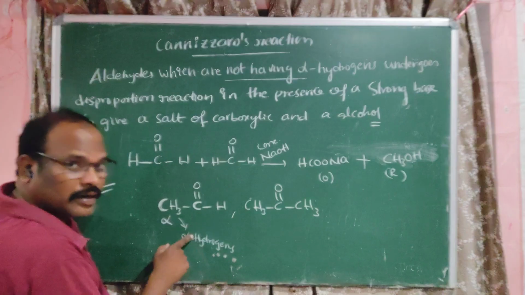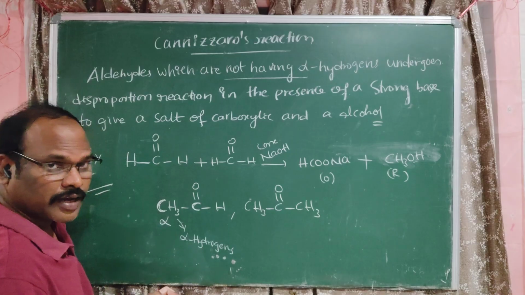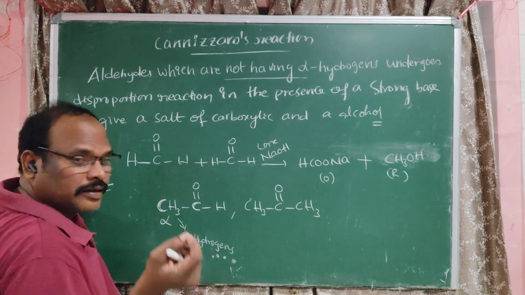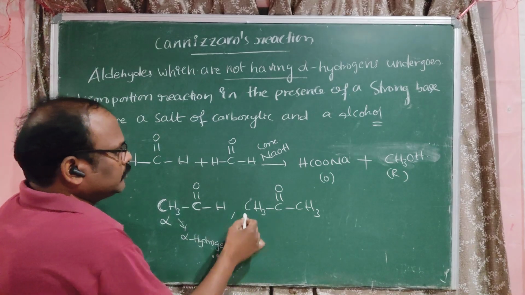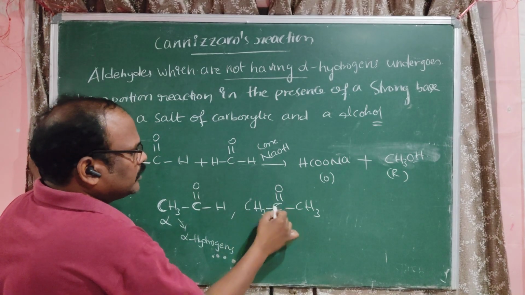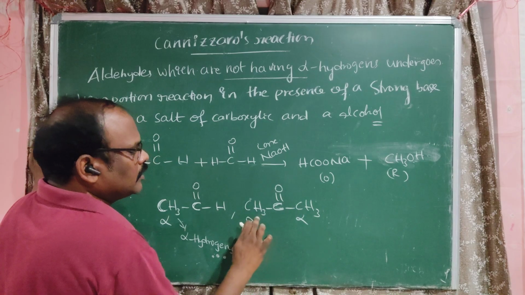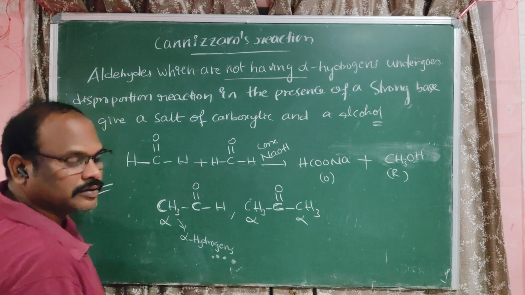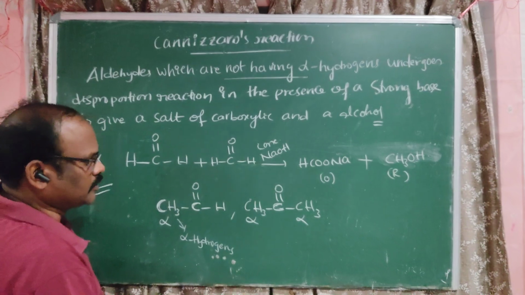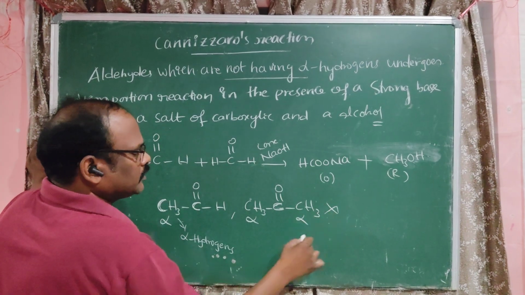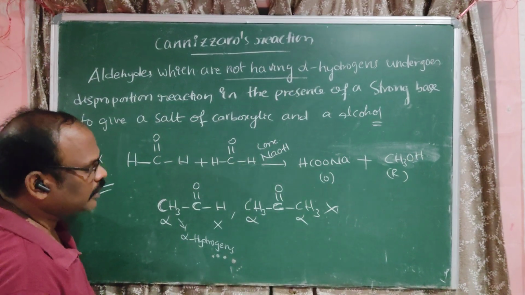It is suitable for aldol condensation reaction. For aldol condensation, alpha hydrogens are compulsorily required. For this ketone, 2 alpha carbons are there, having 3 plus 3, 6 alpha hydrogens. It is also not suitable for the Cannizzaro reaction. It does not give the Cannizzaro reaction.